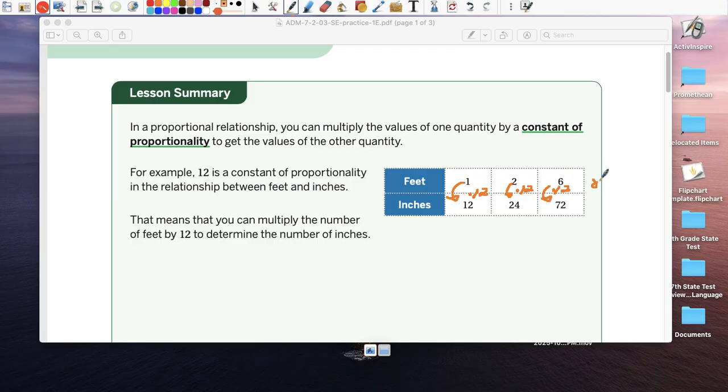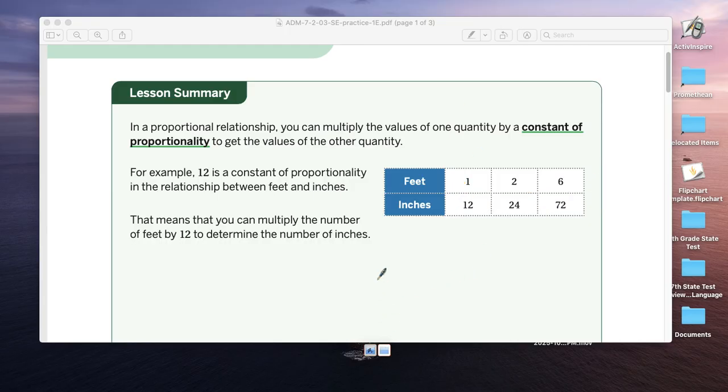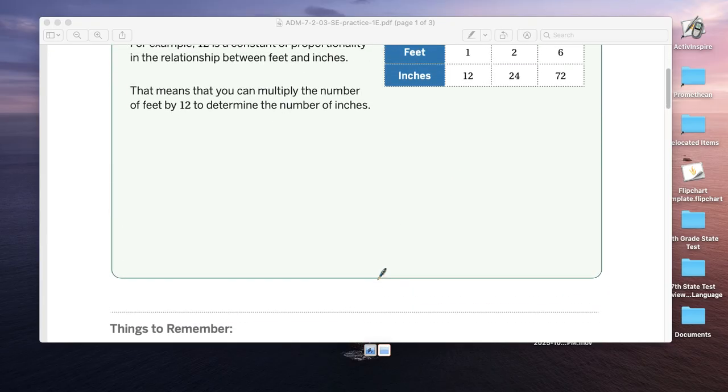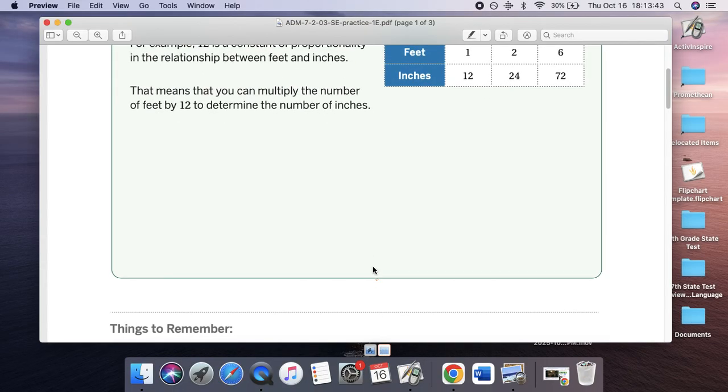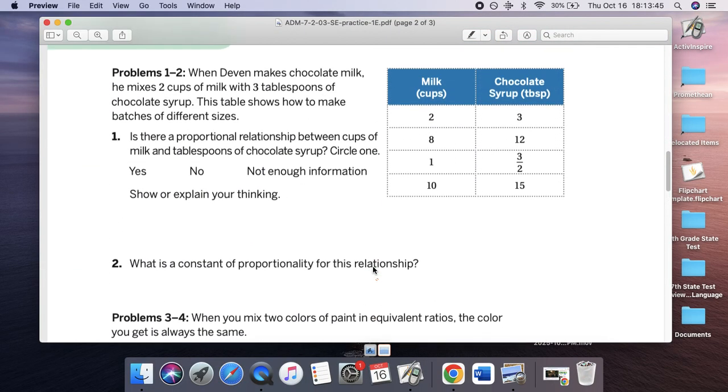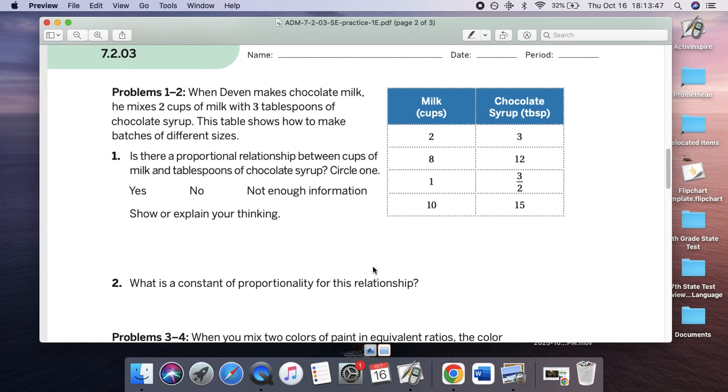Let's say I gave you the number 88, 145, and I asked you to find the value in inches. Well, all you have to do is multiply by 12. And that's where the constant of proportionality comes in really handy, right? No matter what the problem is, because you have it, it makes it so easy to find the other value. Let's see if I can do a better explanation with this one.